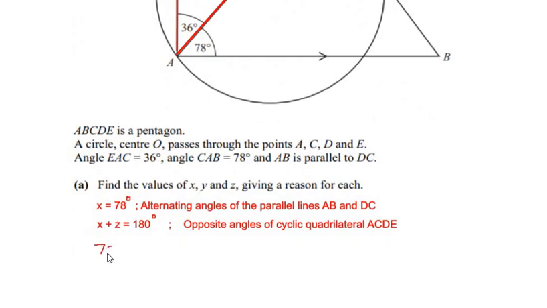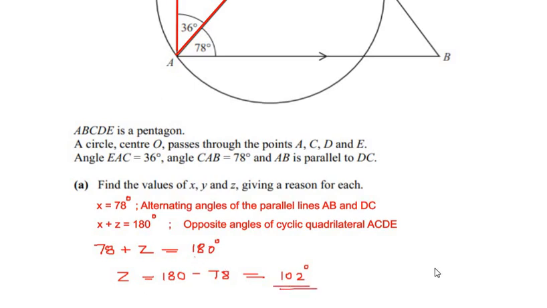So let us substitute over here 78 plus z is equal to 180 degrees. And we have z is equal to 180 degrees minus 78 degrees. And that will give us an angle of 102 degrees. So we have got the value of z as well.